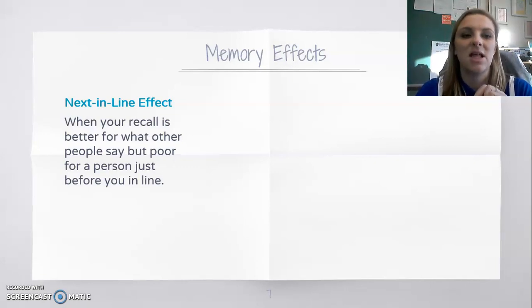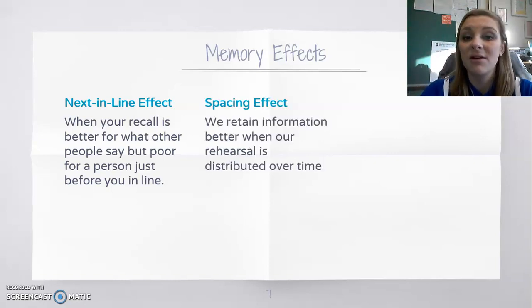This effect is that when you recall, your memory is better for what other people say, but poor for a person just before you in line. Okay, we're going to give some examples in a second, but this is the definition. The next is the spacing effect.